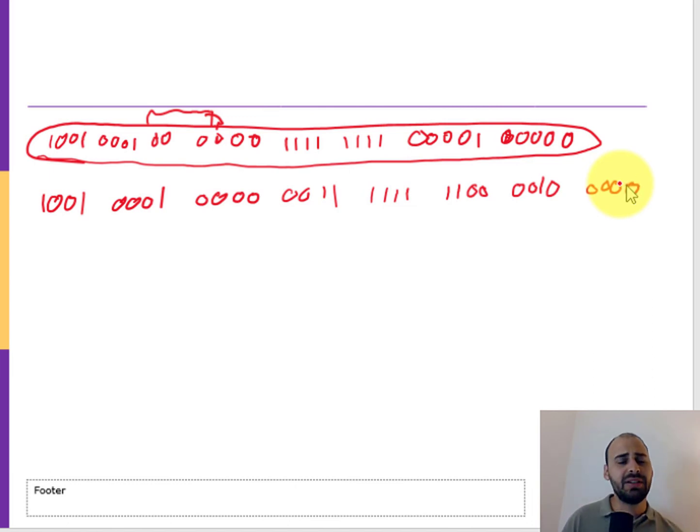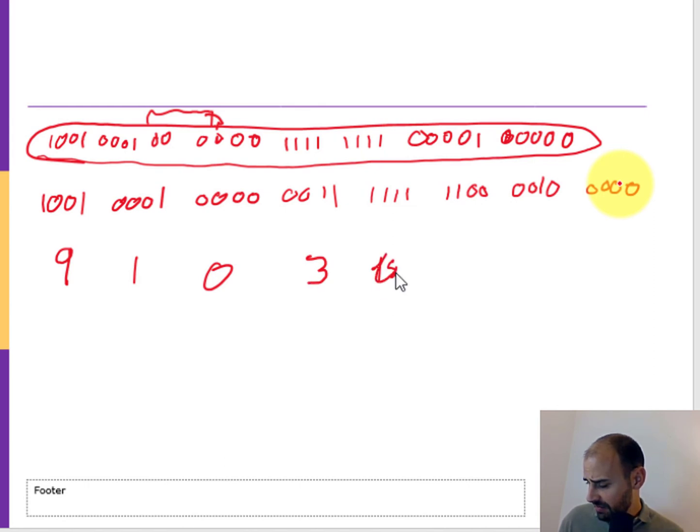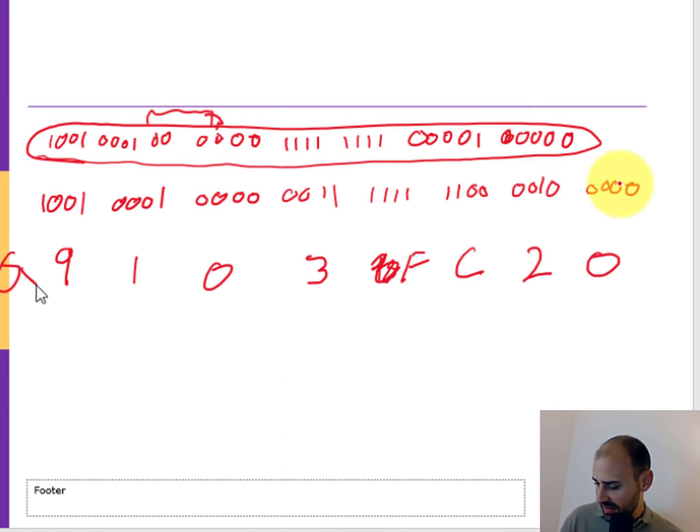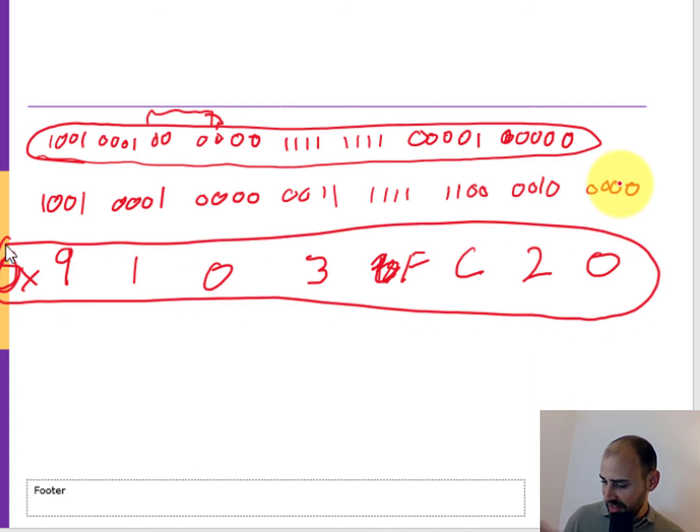Okay, I think I did that right. All right, so that's in binary. If we do this in hex, we're going to have 9, 1, 0, 3. Okay, 15 is F. This looks like that's 12. So 10 is A, 11 is B, 12 is C, 2, 0. Okay, so this is in hexadecimal. This would be our answer in hex.